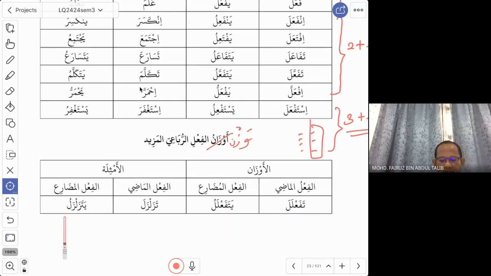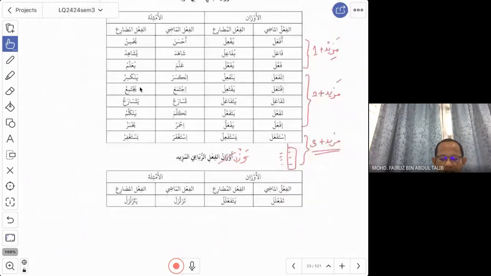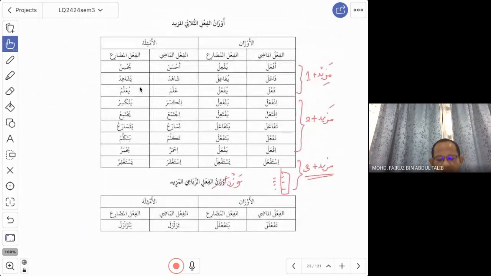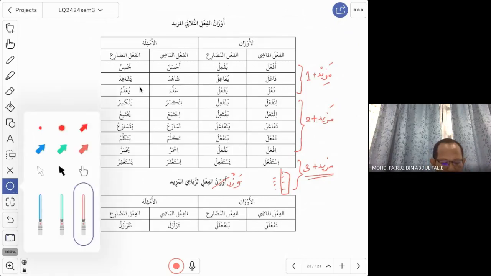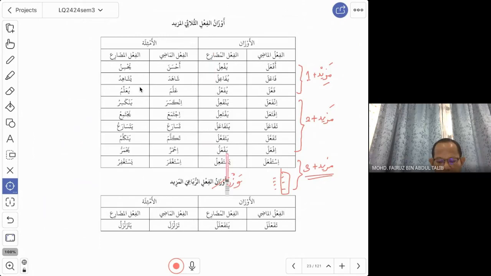Okay, yatazalzalu. So this is the wazan for fi'il rubai mazid. For this wazan sulasi mazid and wazan rubai mazid, you don't have to refer to the dictionary. You just follow the wazan exactly and you will be able to find the mudari of the fi'il madi. So your task throughout the weekend, before we meet again on Monday, is to try to memorize the wazan, especially this sulasi al-mazid.